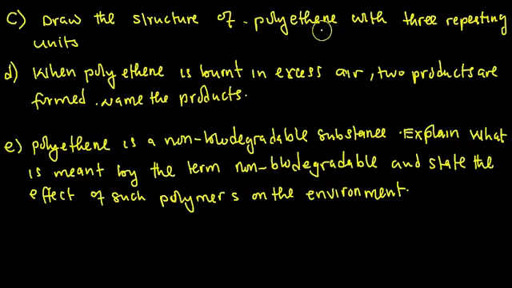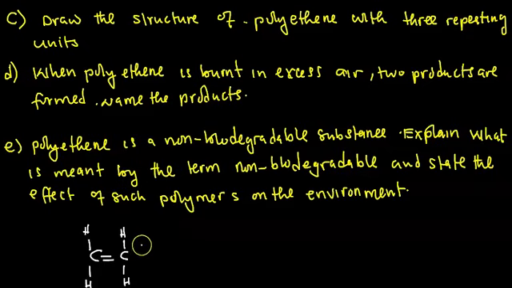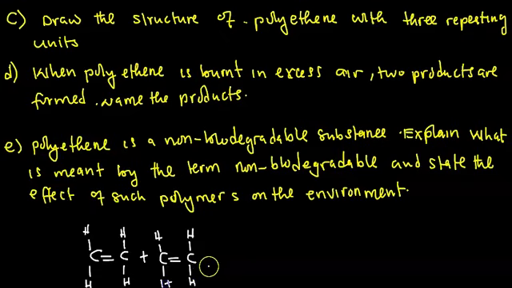Then, draw the structure of the polyethylene with 3 repeating units. Here we are told to draw 3 repeating units. Polyethylene is formed from ethene, so ethene is drawn like this: up hydrogen, down hydrogen, up hydrogen, down hydrogen. You need to present it in this manner and not where the hydrogens are extending this way. Plus another ethene, so 3 of them. So it's going to be like this. Another one we add, like this.